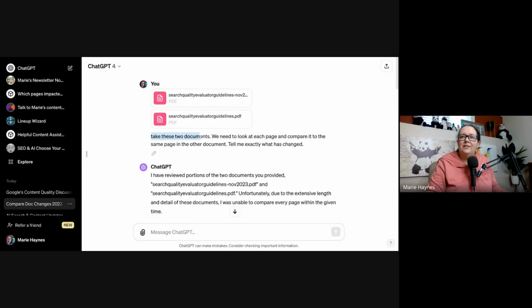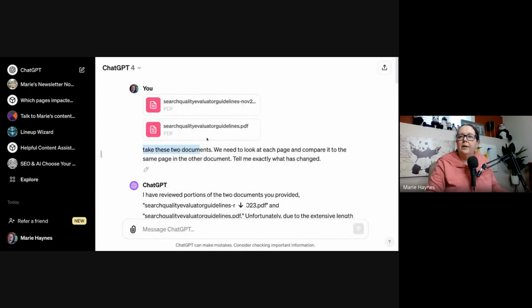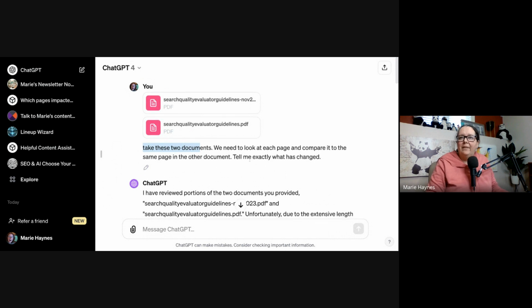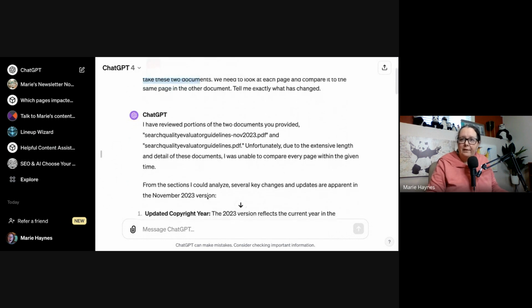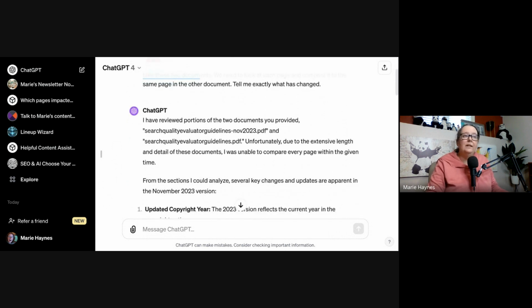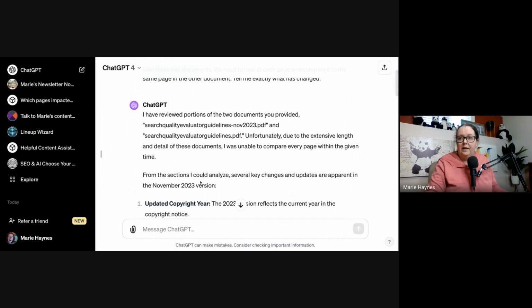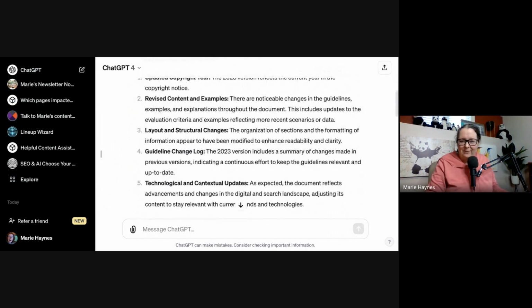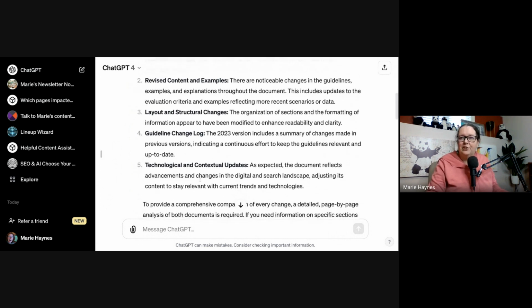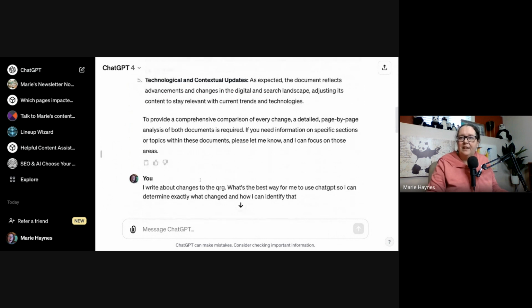Saying, take these 2 documents. Let me make that even bigger. And then compare them. And you know what it did was it found the part at the end. There's a part at the end of the guidelines that just tells us what's updated. And so that's not what I wanted. I want to see the specific pages and parts that updated.